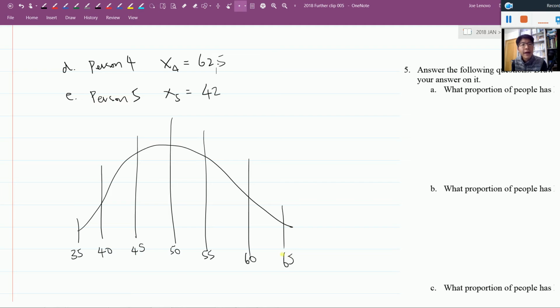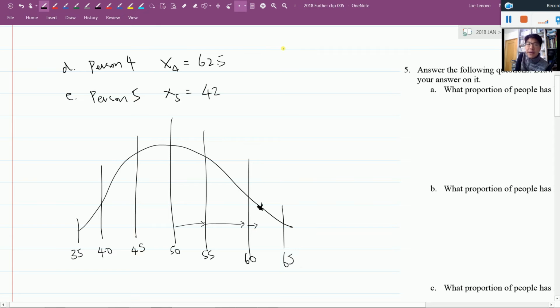Forget about that. Now, I'd like to ask, what would be the z-score for person 4, X4, 62.5? There's a formula for this. Instead of looking at the graph, you know 62.5 is somewhere here, and you can tell it's 1 standard deviation, 2 standard deviations and a little bit. How can we find this particular little bit?